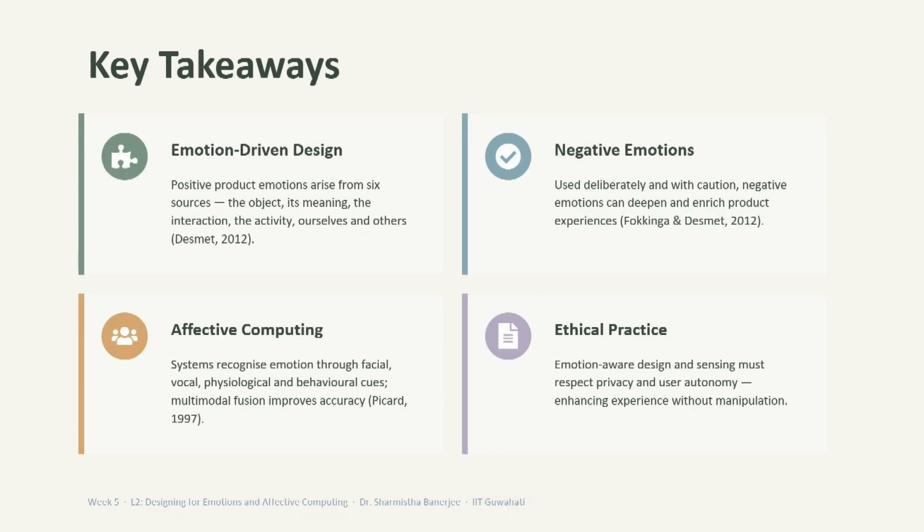So the key takeaways from this lecture are: design is always emotion driven. Positive product emotions arise from 6 sources: the object, its meaning, the interaction, the activity, ourselves and others. Negative emotions can be used, but when used deliberately and with caution, they can deepen and enrich product experiences. However, what kind of experience it will generate differs widely from one person to another. Affective computing is an emerging domain, and systems can recognize emotions through different modalities, and you can explore them both in your design of a product as well as in user research.